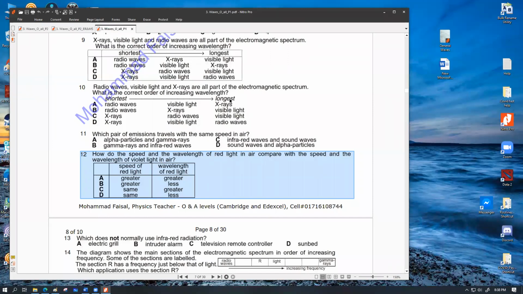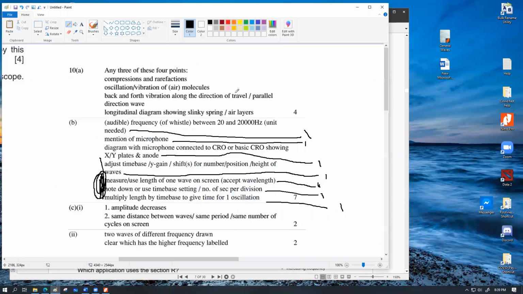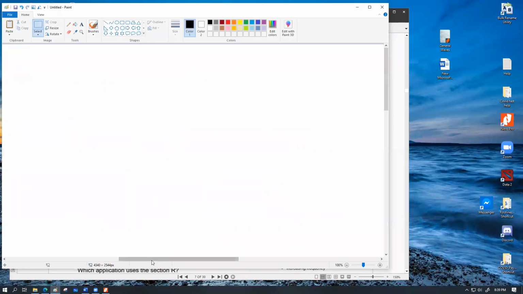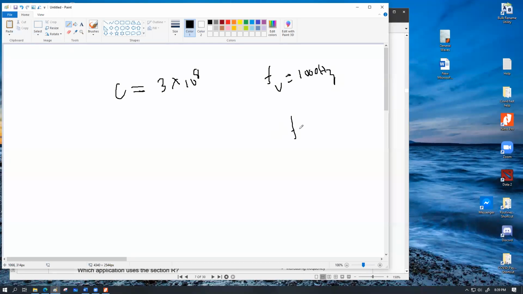Let me elaborate this for everyone else as well. There is something worthy of discussion within this question. Let's assume the speed of electromagnetic waves in vacuum or air is 3×10^8 meters per second. Let's say you know for a fact that the frequency of violet is, let's say, 1000 hertz. I'm just quoting this number because I want to do it this way. And let's say the frequency of red light is, let's say, 100 hertz.